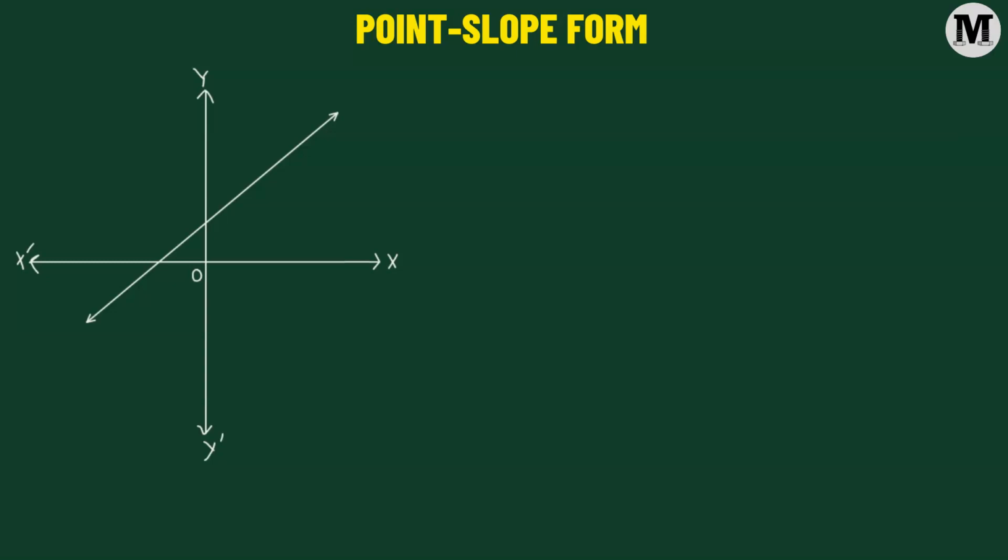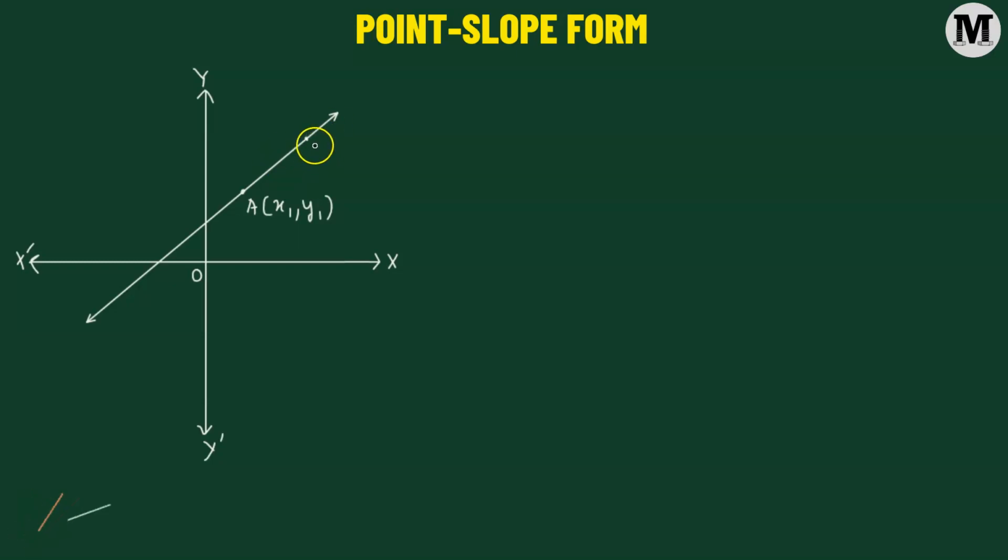Let us discuss the point slope form of a line. We will begin by considering a point A. A has the coordinates x1, y1. Also, we will consider another point lying on the line.